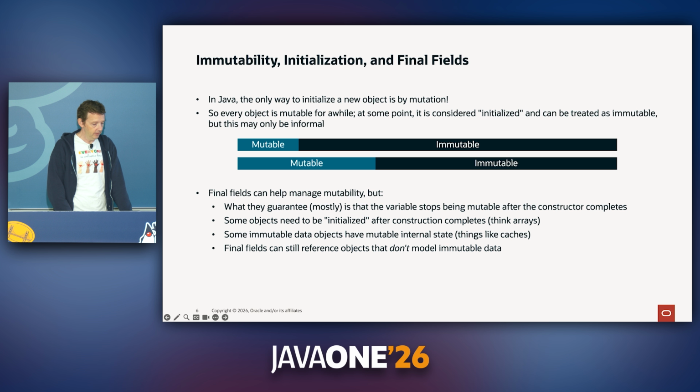Final fields are really helpful in this. What final fields say is this variable will stop being mutable at the end of construction. And that is a useful guarantee. But it is not the exact same thing as saying this object represents immutable data. Sometimes things need to be initialized afterwards. Arrays, like I said, are a good example of that. Sometimes the immutable data has internal state that changes, but it doesn't change what it represents. So you could have a cache that keeps track of something, that optimizes it for the next call, but doesn't change the result of the next call.